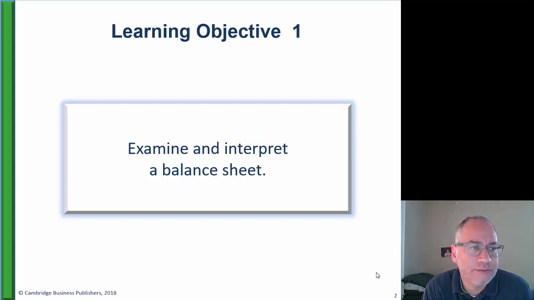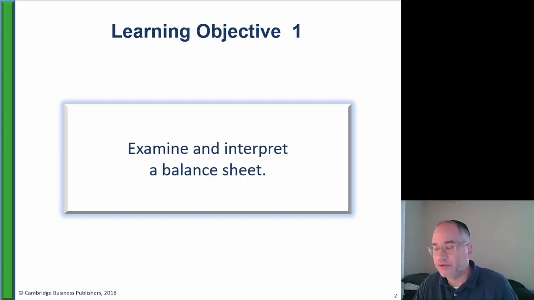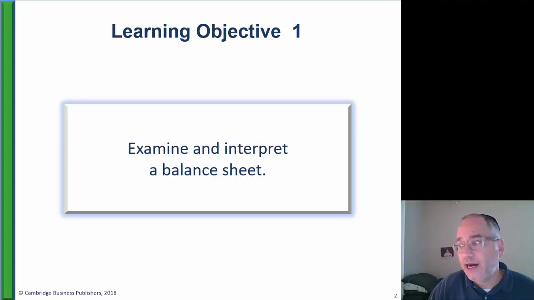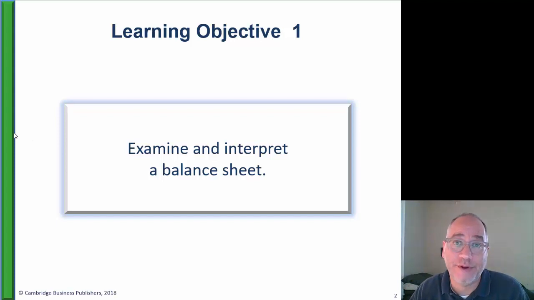This is Module 2, Learning Objective 1. And in Module 2, we're going to look at the financial statements. And we're going to look at how financial statements are prepared. If you're an accounting major, this is all going to be review. If you're not an accounting major, it's also going to be review.